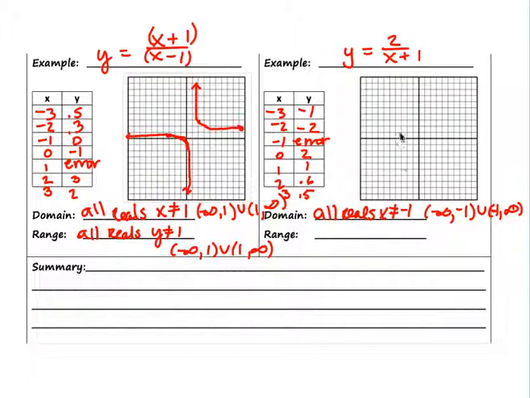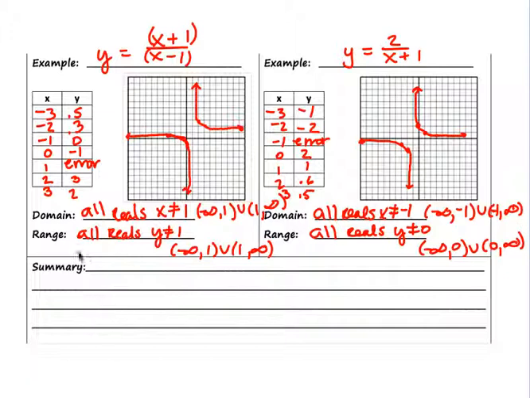Now we're going to wait on the range until you have the graph. For right now, the best way to figure out the range is just to look at the graph. So I'm going to plot these points. After plotting a few of these points, you can see that it's never going to cross over this line -1 right here. And the y values are never going to cross over the x-axis, which means that the y values cannot be 0. So all reals, y not equal to 0. In interval notation, that will be -infinity to 0 in union with 0 to +infinity.